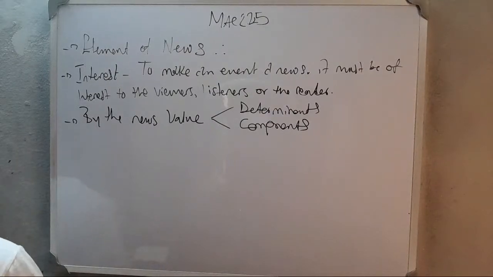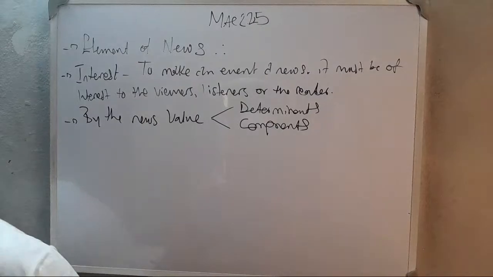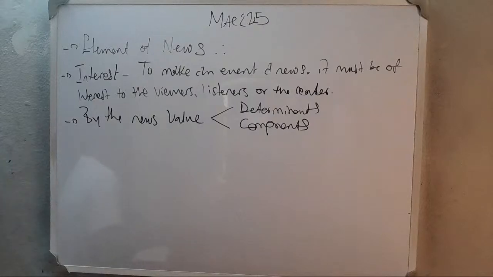Now, talking about determinants, we are speaking about factors that set the character of something, in this case, news. The determinants of news can be said to be the following: timeliness, proximity, prominence, consequence, interest, and novelty. Now let's talk about each of these determinants.